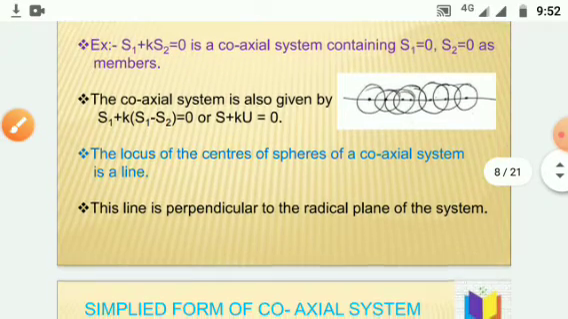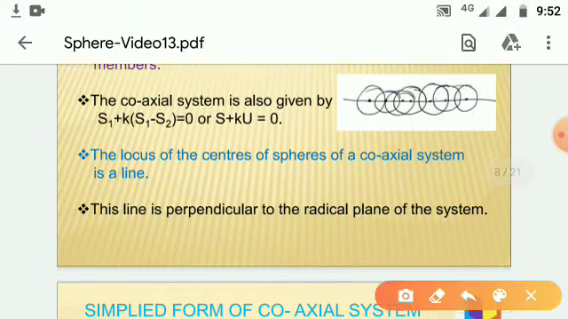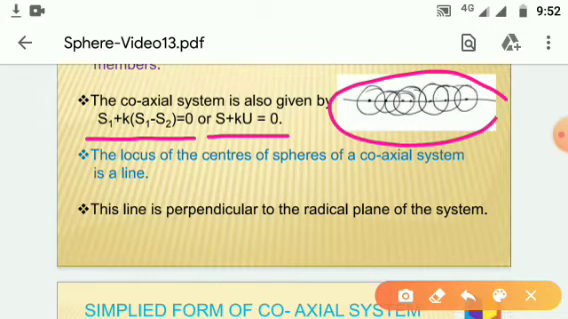So another form of coaxial system, for example, you can write like this also. S1 plus K into S1 minus S2 is equal to 0 can also be written, and this also represents a coaxial system, and S plus Ku is equal to 0 also represents a coaxial system. You can see in the diagram, this is the coaxial system. You can see the centers of all the spheres lie on a straight line.